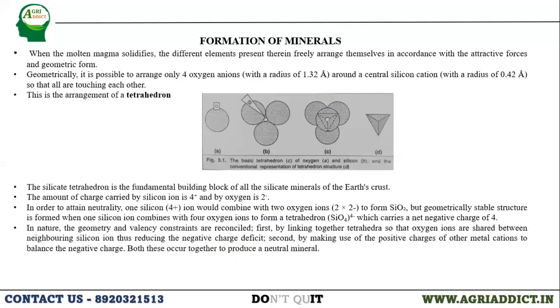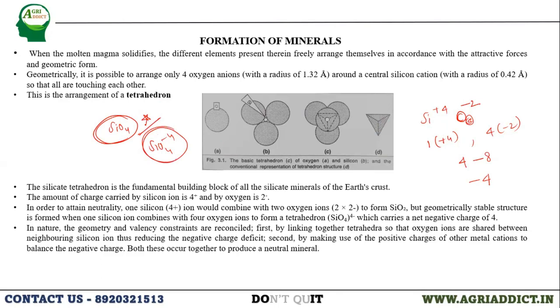Next, formation of minerals. How are these minerals formed? As I told, minerals are composed of individual silica tetrahedral units. What is the valence state of silica? Si plus 4. What is the valence state for oxygen? O minus 2. Here one silica is combining, so 1 into plus 4. And how many oxygens are combining? 4 oxygens, O4. So 4 into minus 2. 1 into plus 4 is 4, 4 into minus 2 is 8, 4 minus 8 is minus 4. So the basic silica tetrahedron unit is SiO4 minus 4.